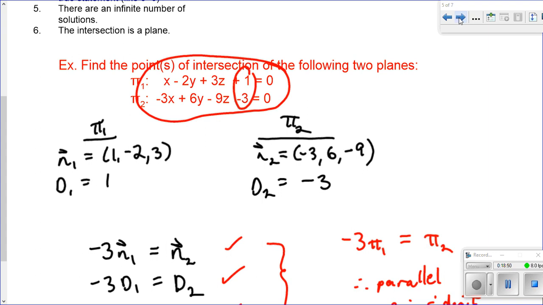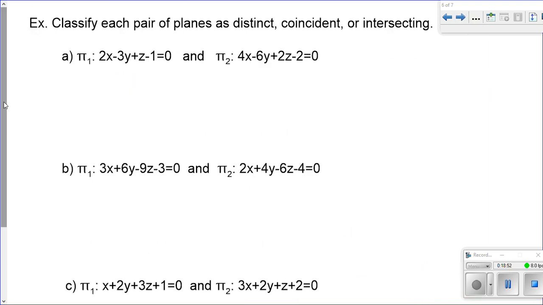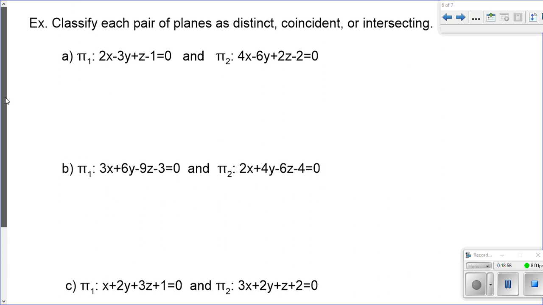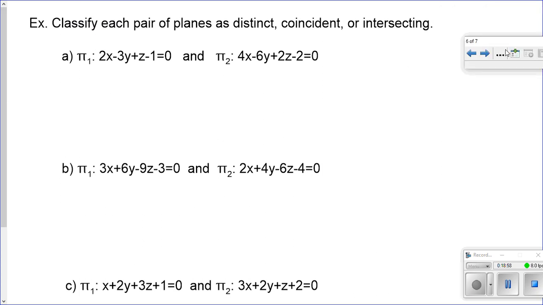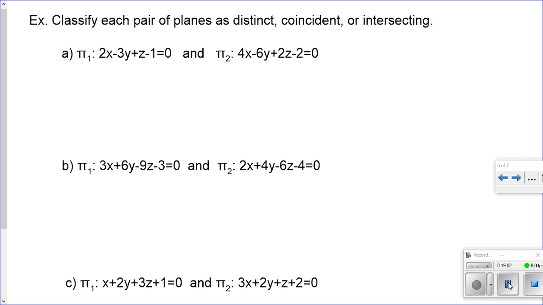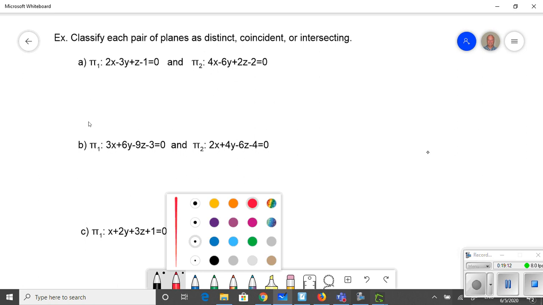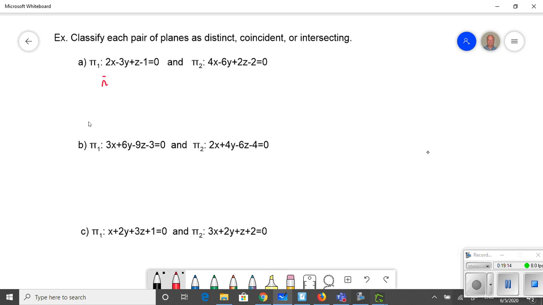The importance of the normals and the D factors really comes into play here. So let's take a look at 3 cases. I'm going to go to my whiteboard and talk about how each of these interact with one another. Let's classify these, not find any lines of intersection, just classify them strictly, by looking at normal 1 and D1.